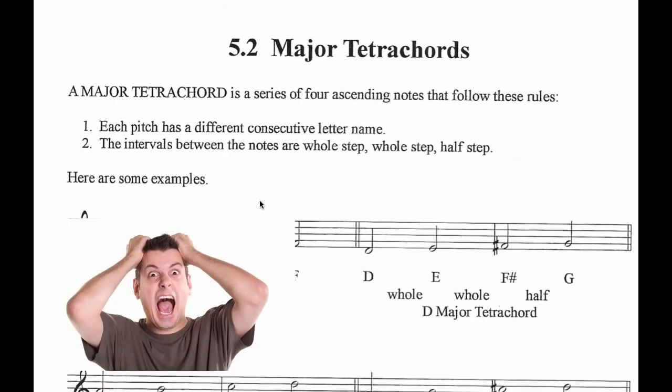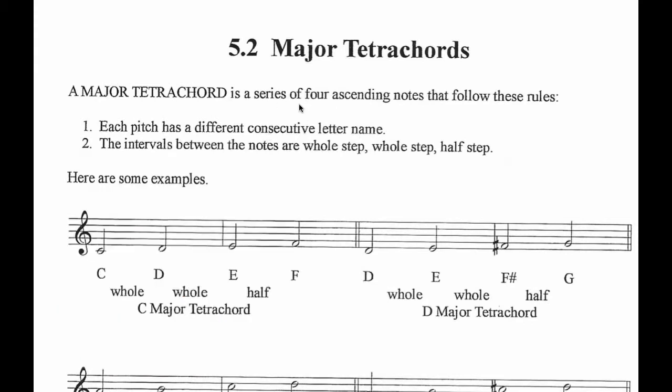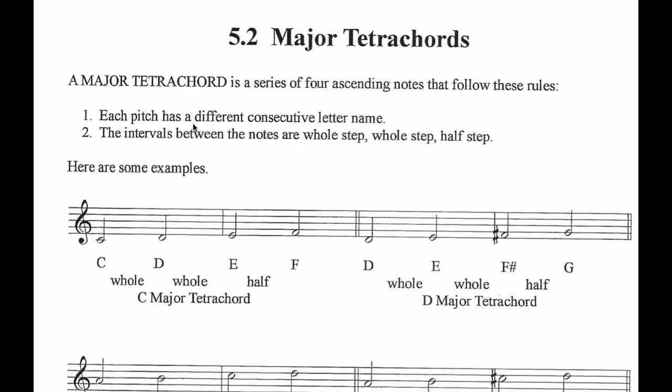All right, a major tetrachord is a series of 4 notes, and they follow these 2 rules. Each pitch has a different letter name, and the intervals, or the space between the notes, follow this pattern. Whole, whole, half.